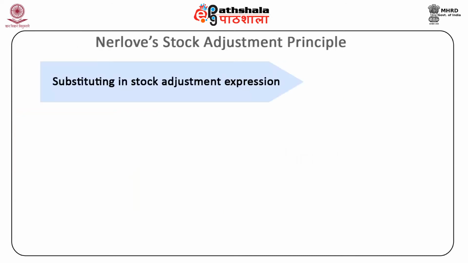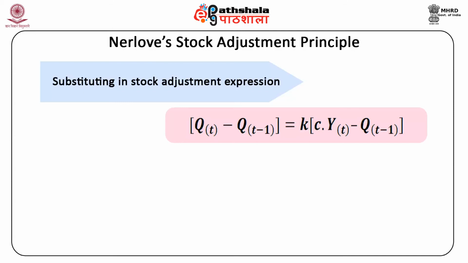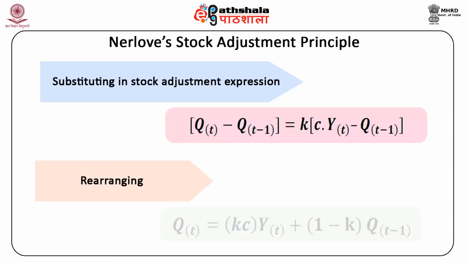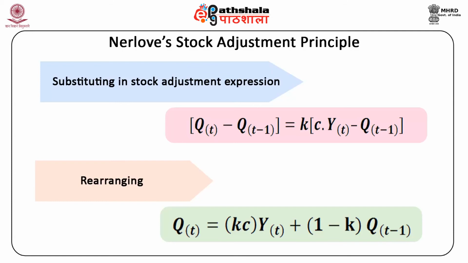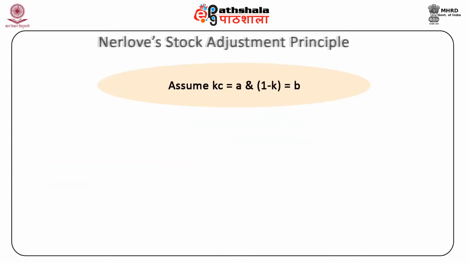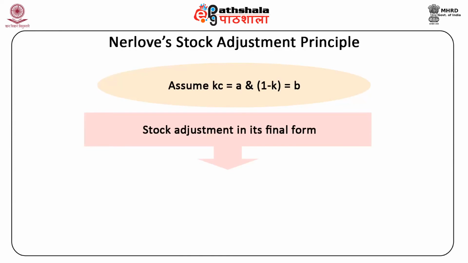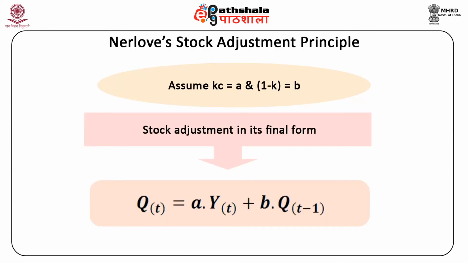Let us substitute equation 1 in the stock adjustment expression. We obtain Qt - Qt-1 = k(C·Yt - Qt-1). Rearranging the terms, we get Qt = kC·Yt + (1 - k)·Qt-1. Now assume kC = A and 1 - k = B. We obtain the stock adjustment in its final form as Qt = A·Yt + B·Qt-1.